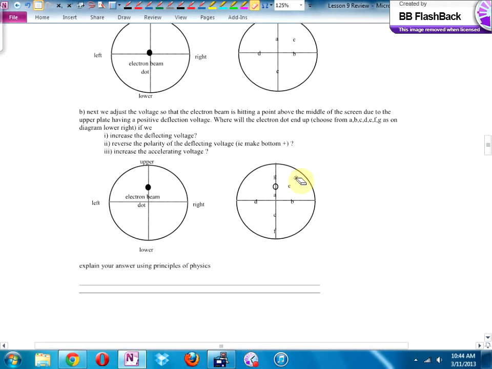Follow this stuff for now. Okay, what if we increase the deflecting voltage? So right now we have a deflecting voltage that's hitting right there. What if we bump that voltage up? So which of those would be more? G.